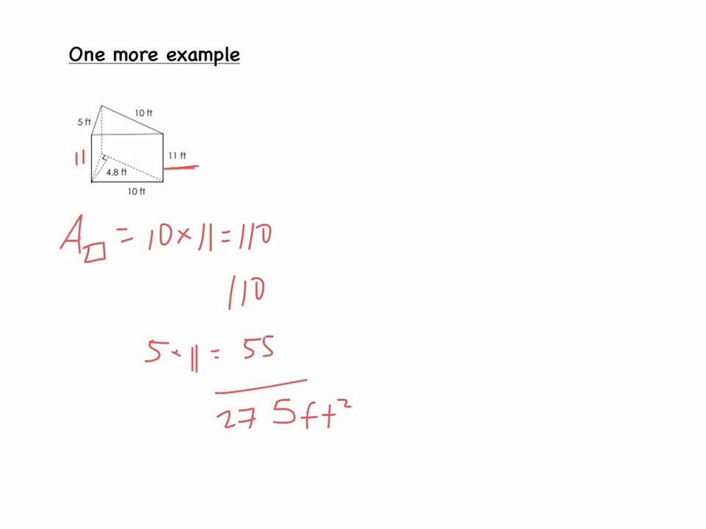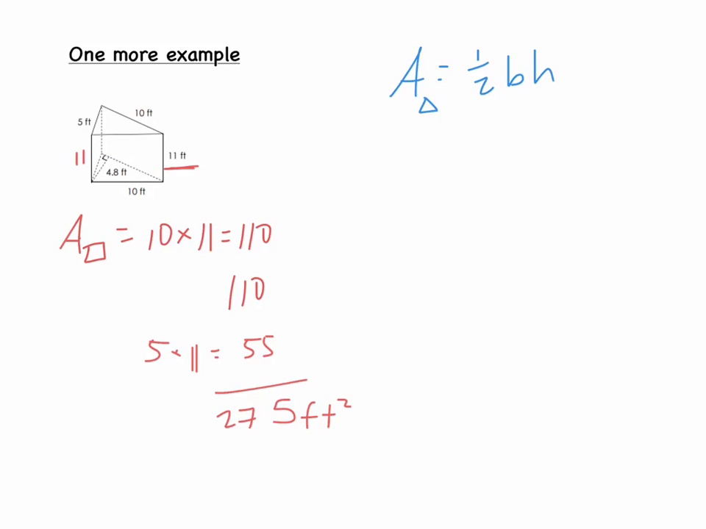So next, what we do is the triangles. So remember, the area of the triangles is equal to 1/2 of the base times the height. Now remember, the very first thing you got to do when it comes to these, you got to look for that 90 degree. So it looks like the height is 4.8 feet, and the base is this one right here. This is 10 feet.